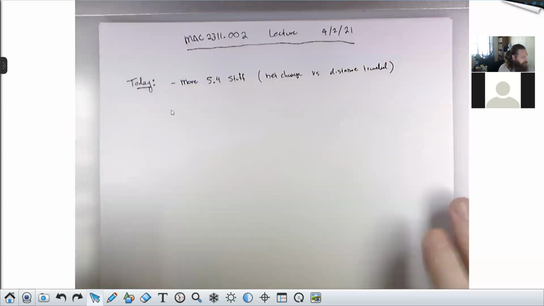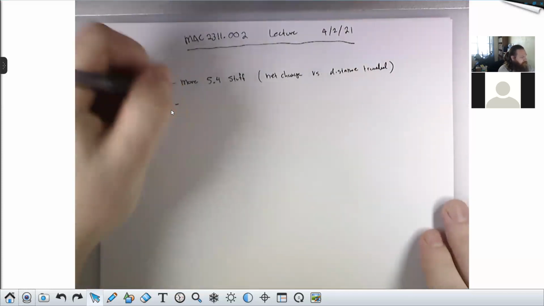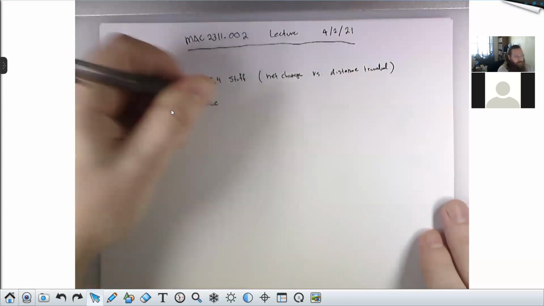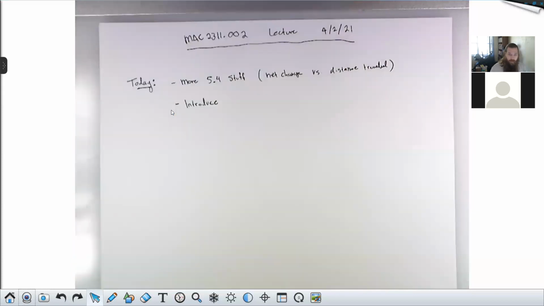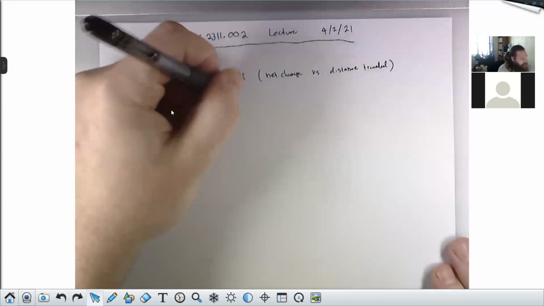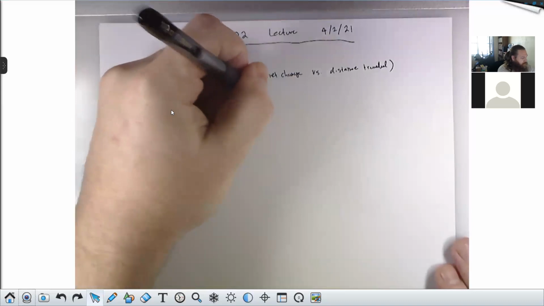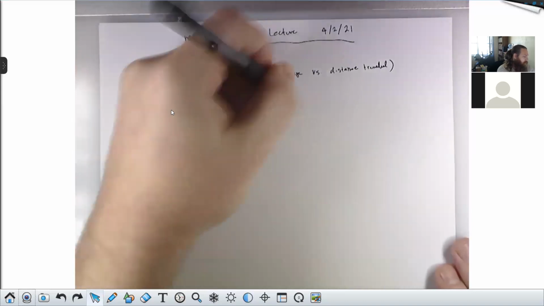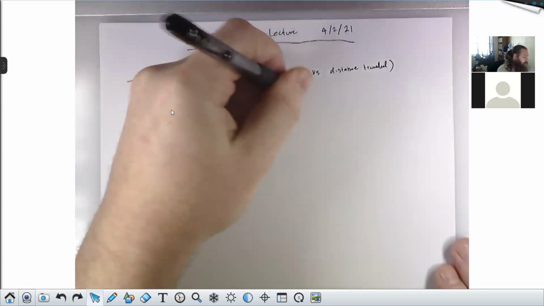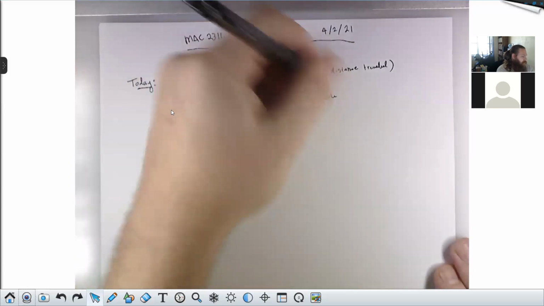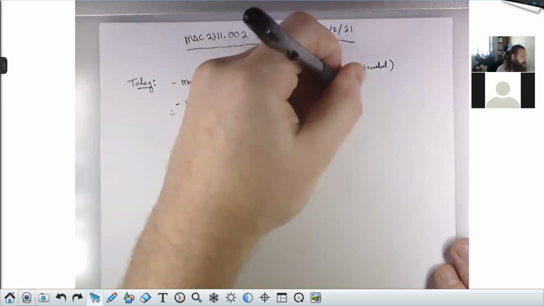The other thing I'd like to do today, since this is not likely to take up the whole class period, is introduce what is, you'll be glad to know, the last really challenging section, 5.5, which is on the substitution rule for definite integrals.